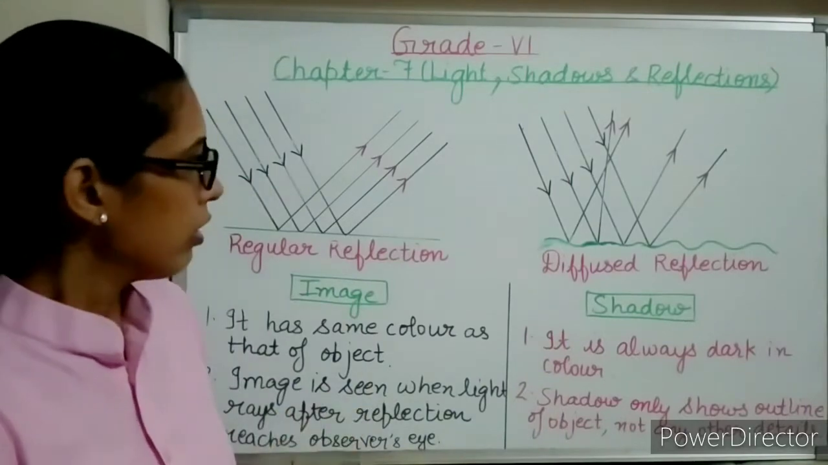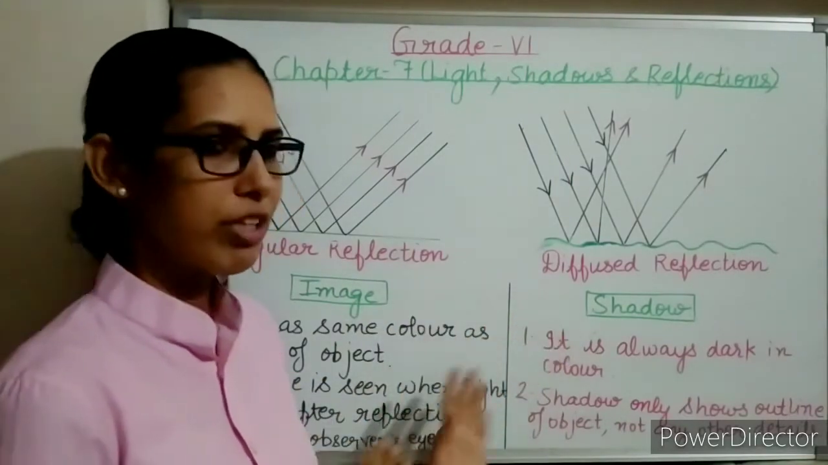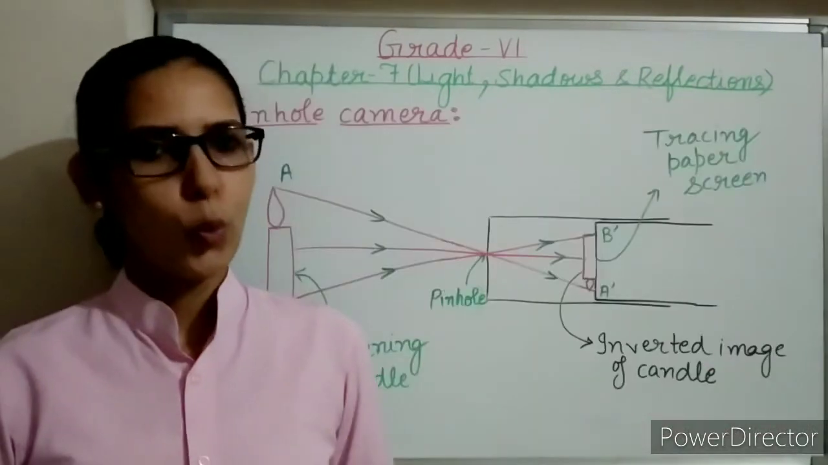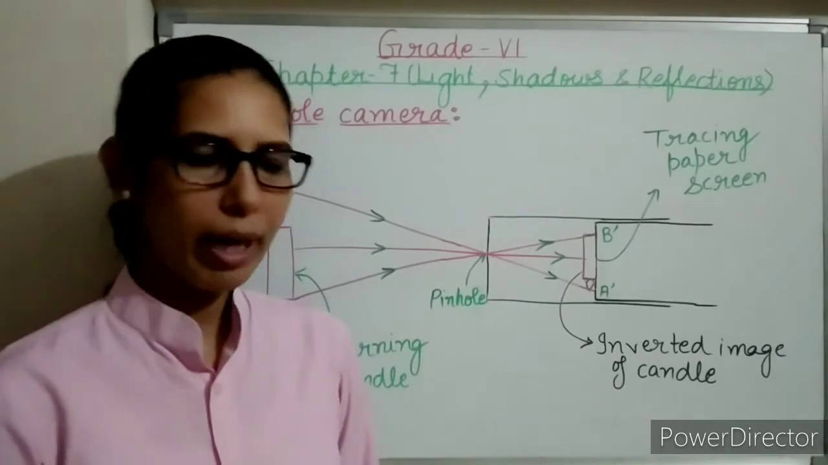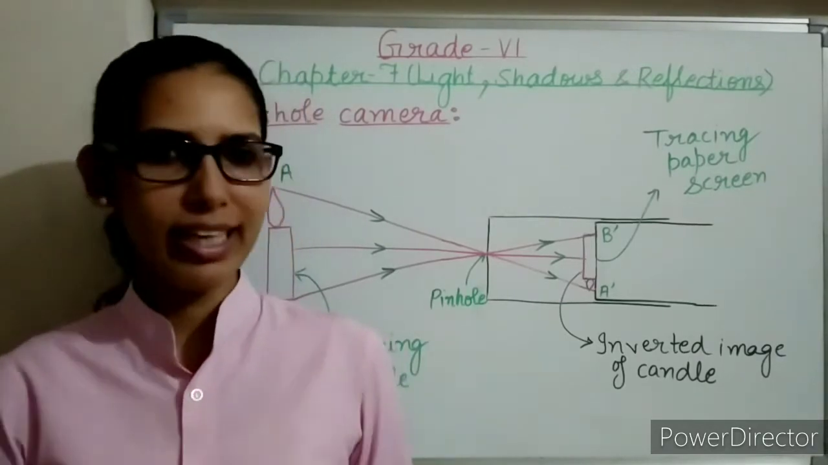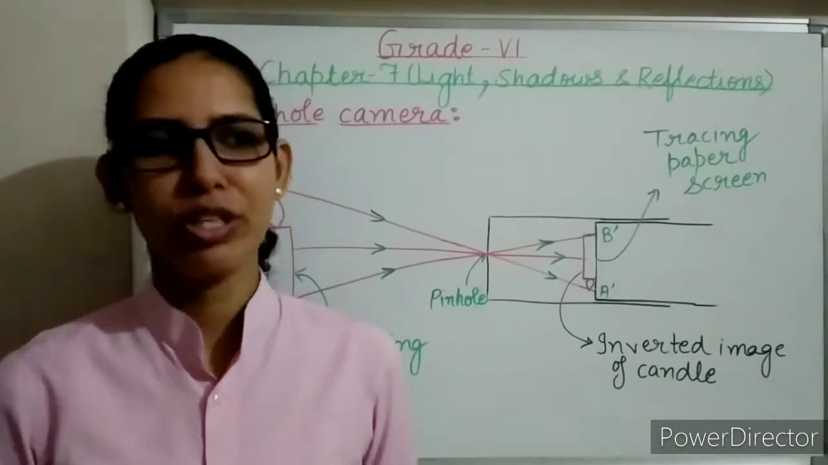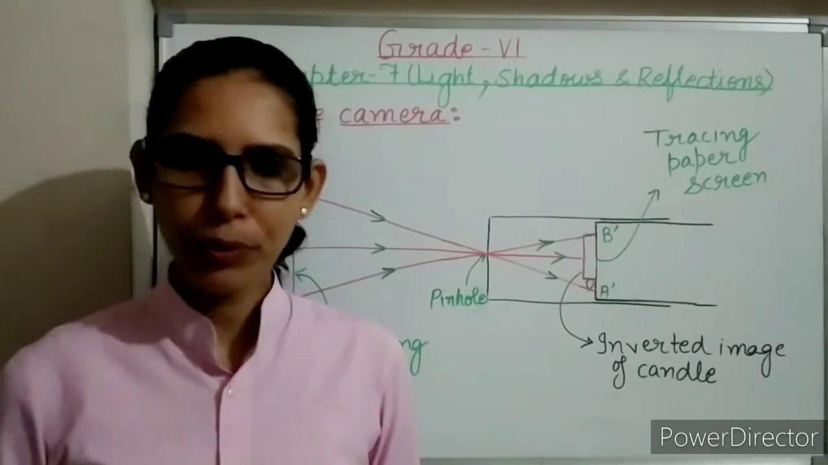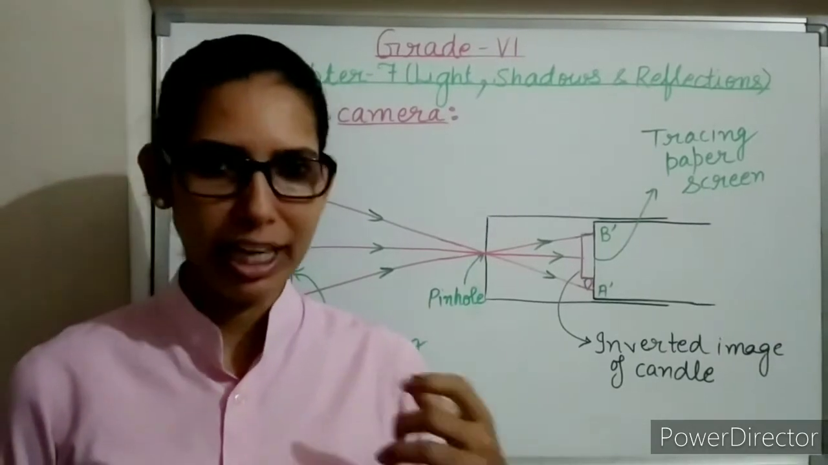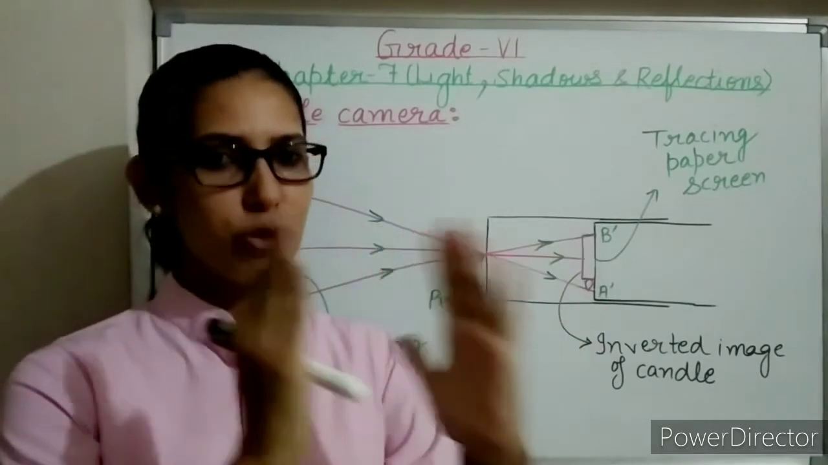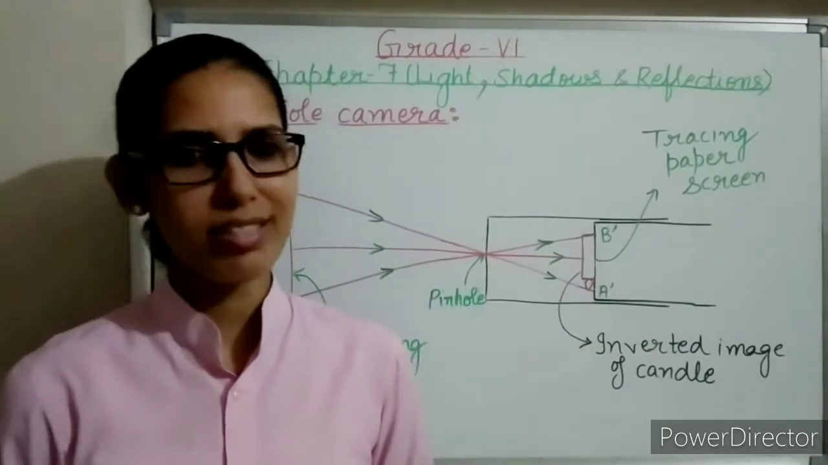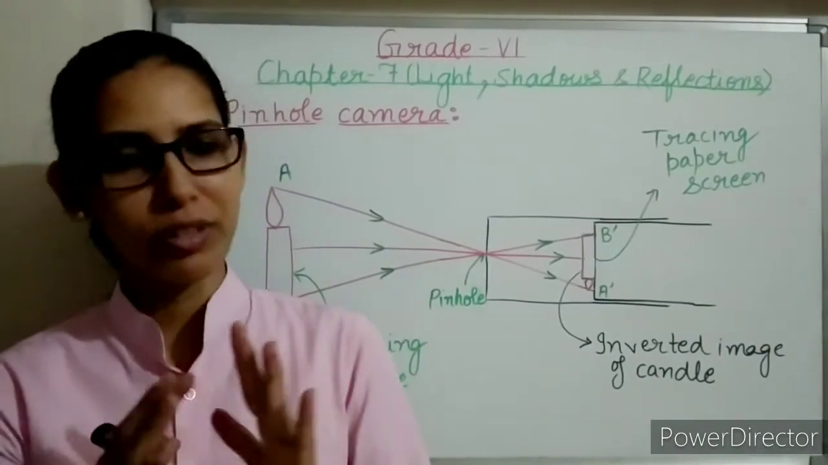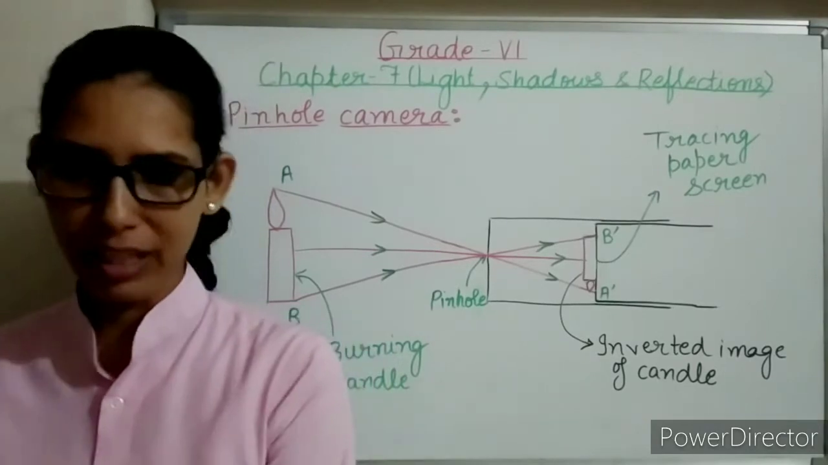So this was all about the types of reflections and the difference between image and shadow. Now we will talk about the pinhole camera. What is a pinhole camera? A pinhole camera is a simple camera without any lens, and its image formation is based on the principle of rectilinear propagation of light. We know that rectilinear propagation of light means light always travels in a straight line. This property of light is known as rectilinear propagation of light. And the image formation of the pinhole camera is also based on this principle.